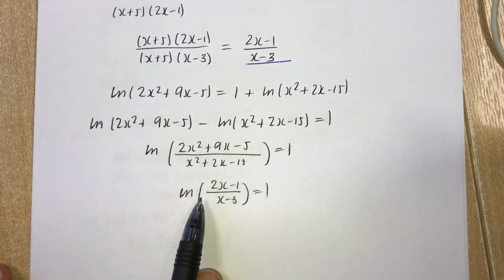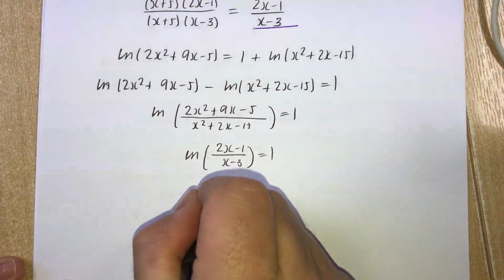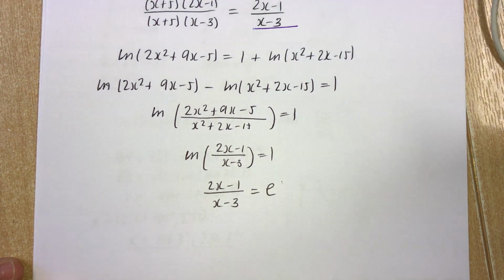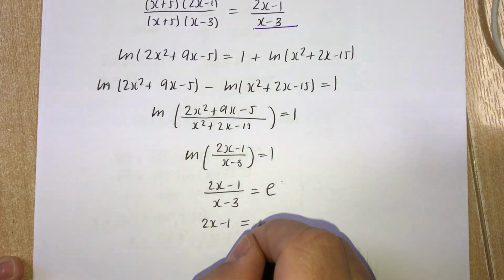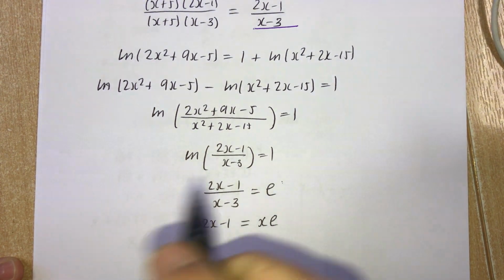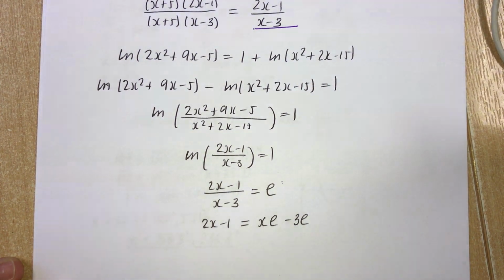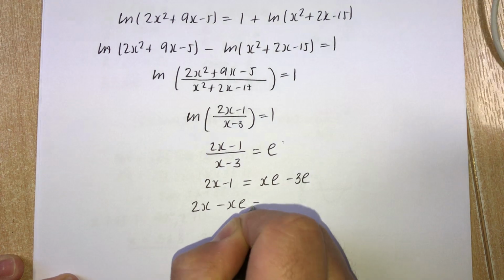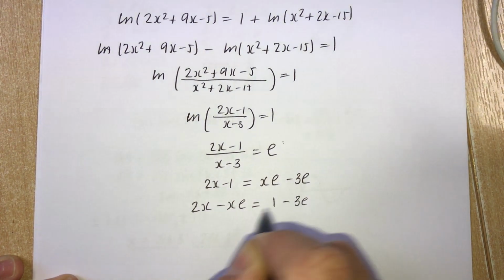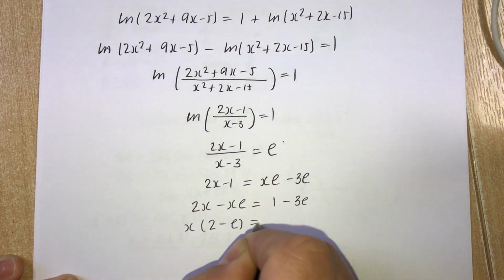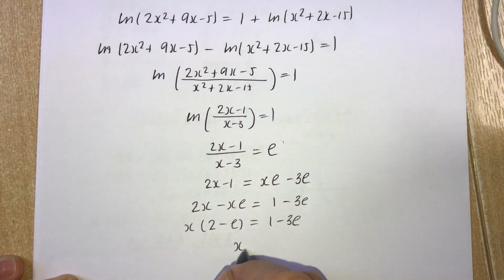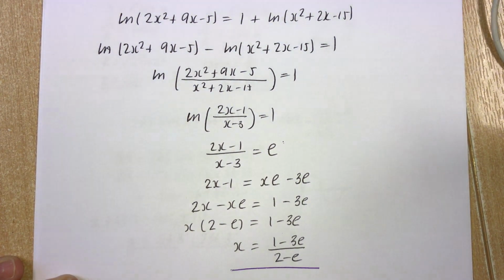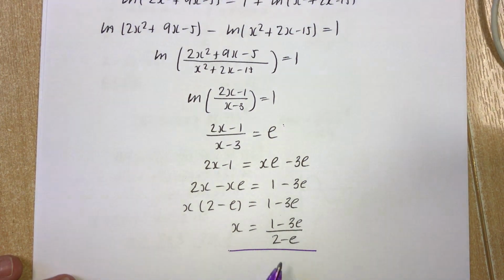Raise both sides of the equation to the base e. e to the power of 1, or just e. 2x minus 1 equals xe minus 3e, times by the denominator. Take the x's to the same side, so let's take them to the left-hand side. 2x minus xe equals positive 1 minus 3e. Factorise x out, x(2 minus e) equals 1 minus 3e. Divide both sides by the bracket. x equals (1 minus 3e) over (2 minus e). And we have written x in terms of e. We found the value of x, but leaving it exact in terms of e.